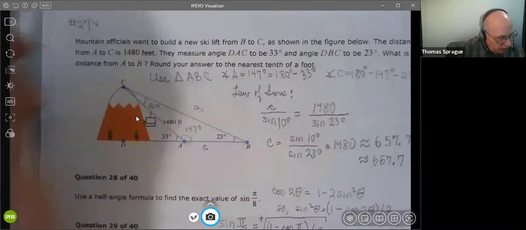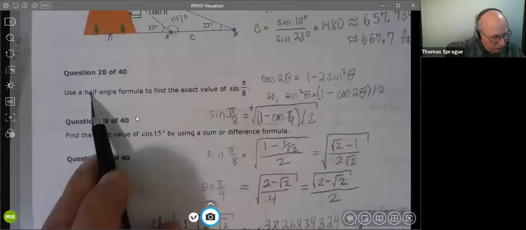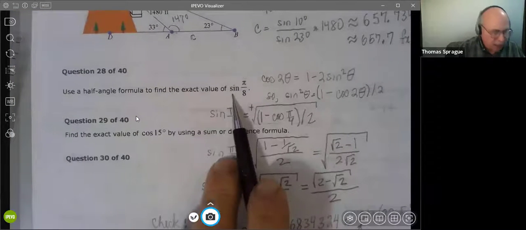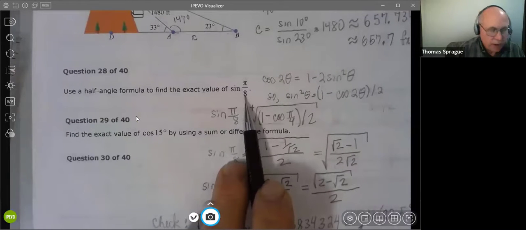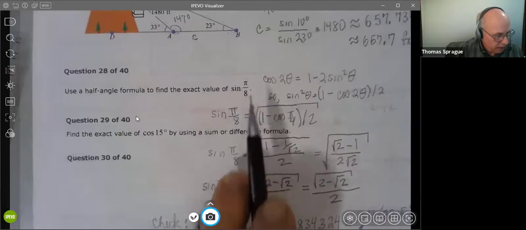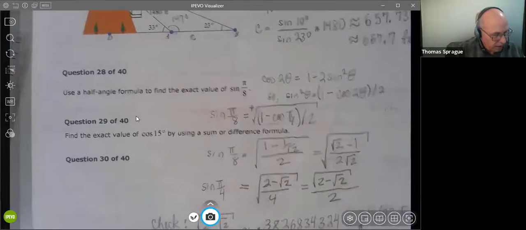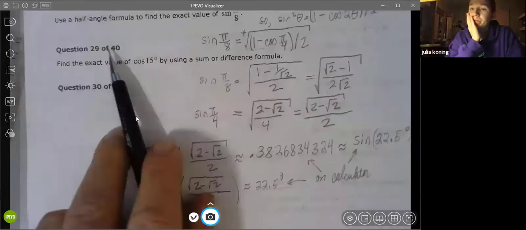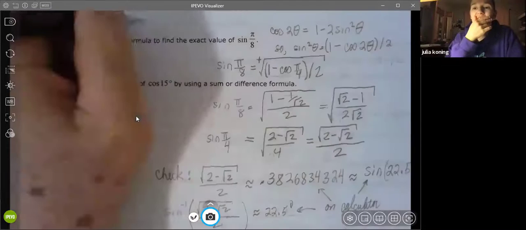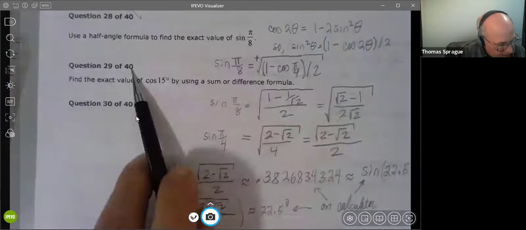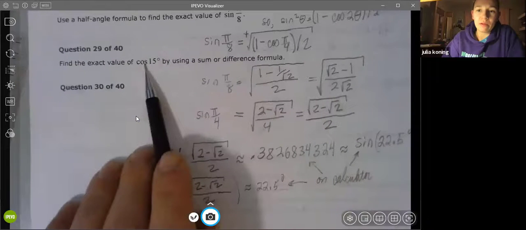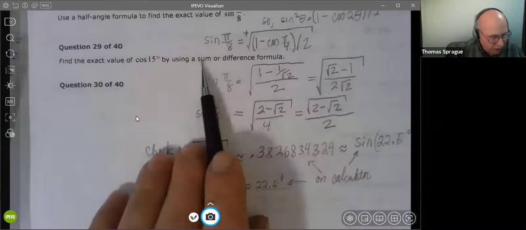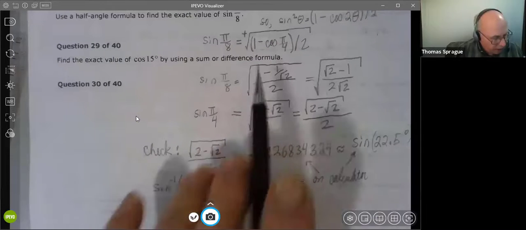And number 28, use a half angle formula to find the exact value of sine pi over 8. And 29, find the exact value of the cosine of 15 degrees by using a sum or difference formula. Would anyone like to see that one?